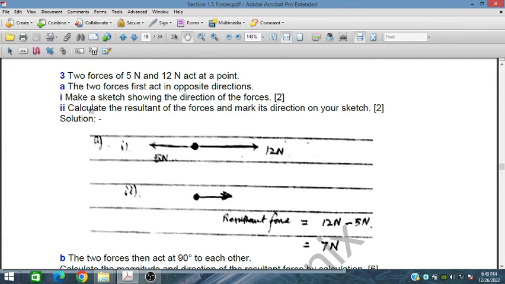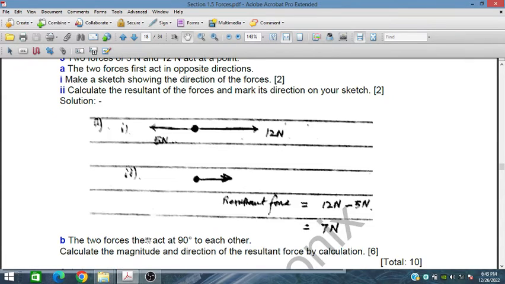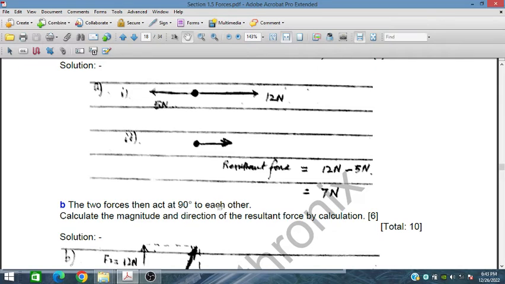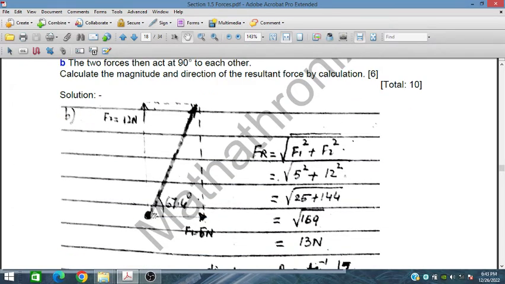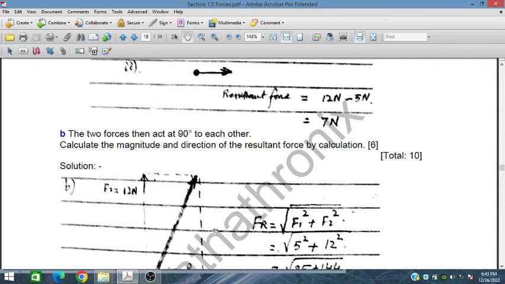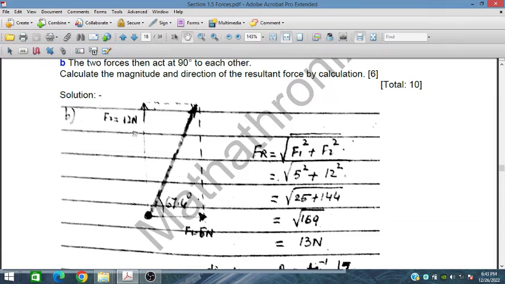Resultant force. So this is the resultant force. Now the two forces act at an angle of 90 degrees to each other. Calculate the magnitude and direction of the resultant force by calculation. So this is 12 Newtons, this is 5 Newtons, and here we have the resultant. 2 Newtons can be written down as 1 centimeter if graphically represented. It can be represented graphically, and it can also be written down using the Pythagoras theorem.